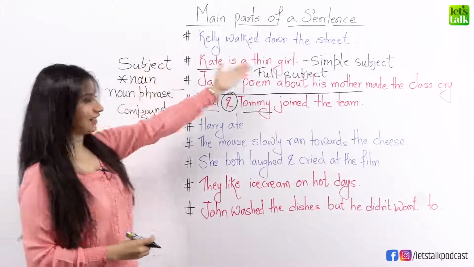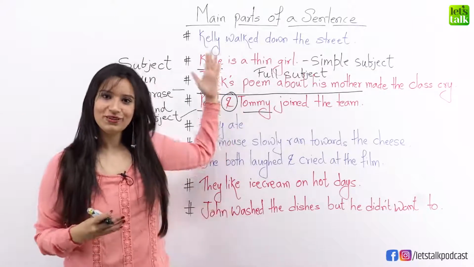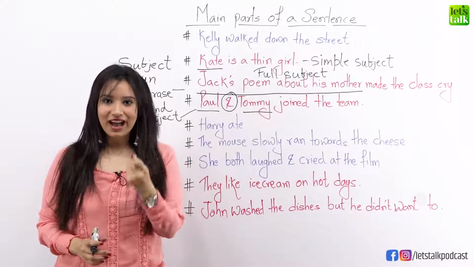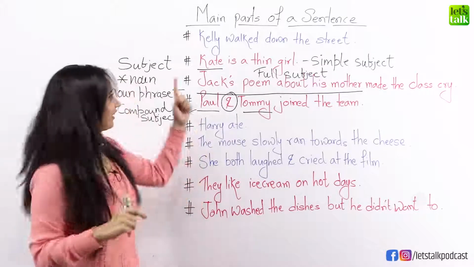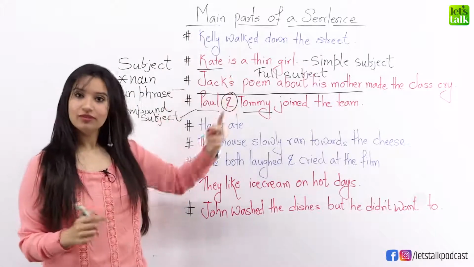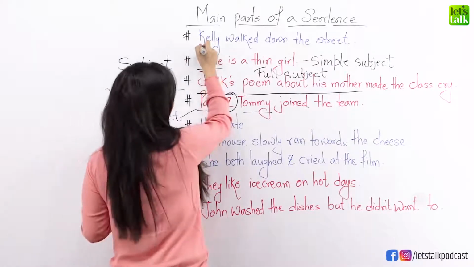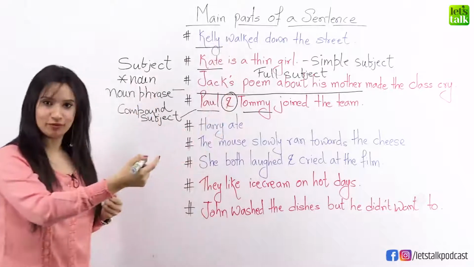Now here is this sentence for you. Why don't you find out the subject for this sentence for yourself? So the first step would be to ask the who question. Kelly walked down the street. Who walked down the street? Kelly walked down the street. So definitely, Kelly is the subject.